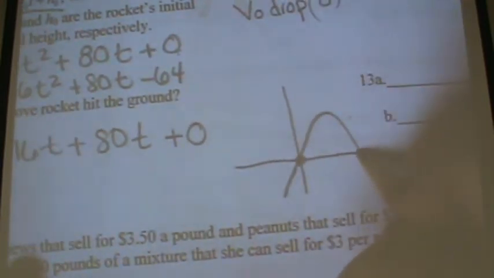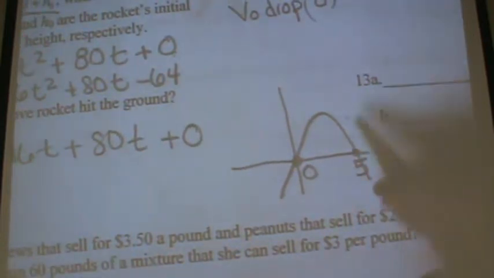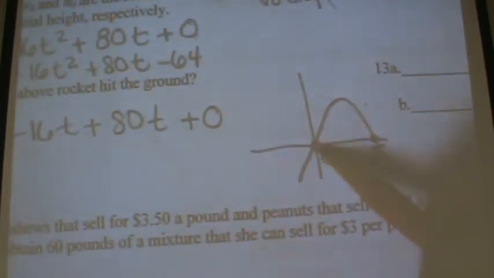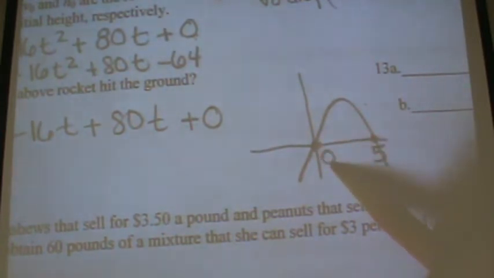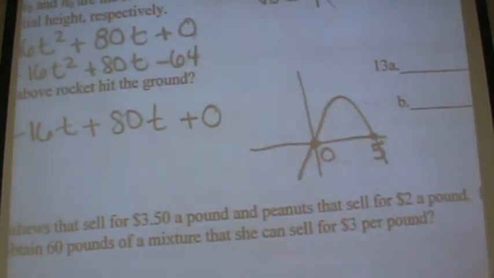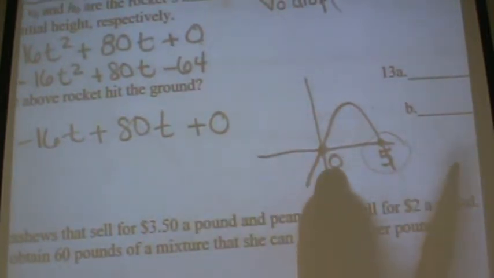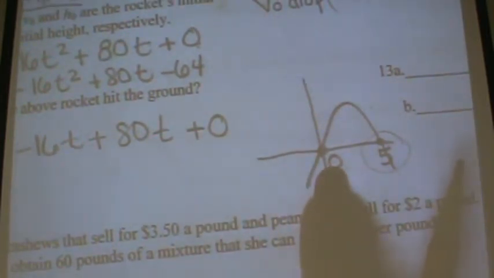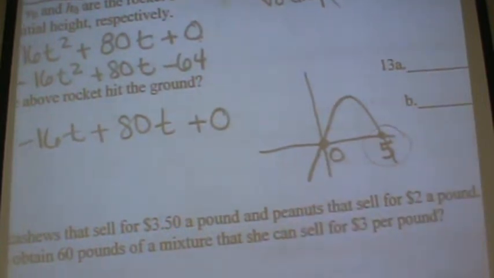So what are these two answers right here? 0 and 5. What does 0 mean? Well, at 0 seconds, the rocket is on the ground. That's understood. That's before you do anything to it, and at 5 seconds, this is really the answer I want, because we all know that at 0 seconds it's on the ground. Questions? And the last one.